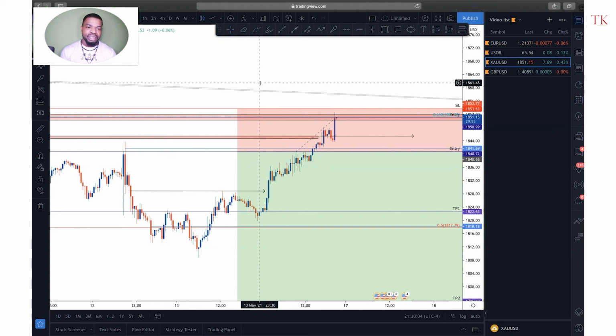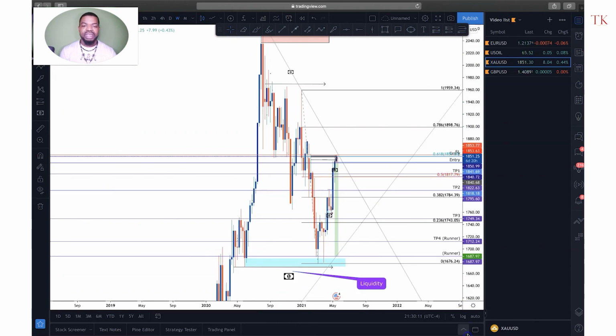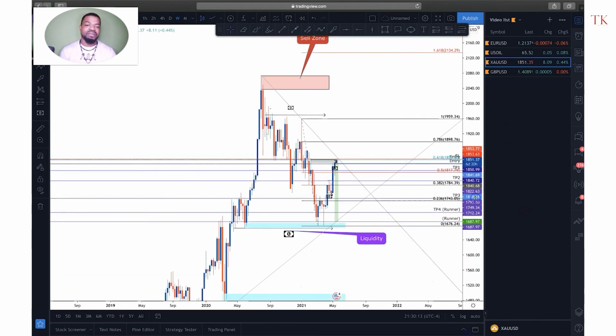So again, thank you guys for your time. That is what we're looking at on gold as of the moment. And I will come back at the end of the week with an update to let you know if price stays within our trend lines or if we get a breakout to the upside.